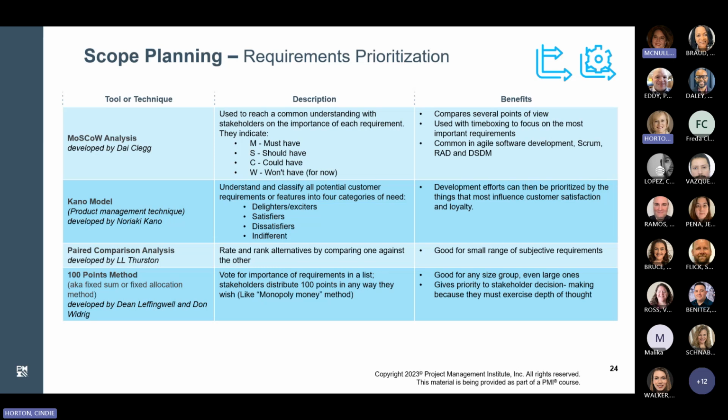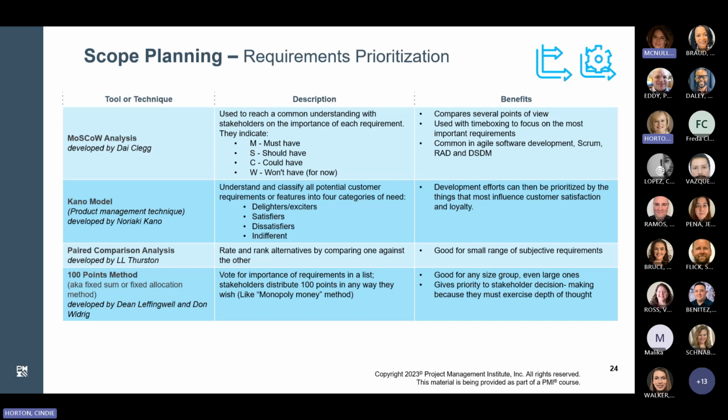So, MoSCoW analysis. Dai Clegg, who's a seasoned professional in the field of database technology, is credited with the development of the MoSCoW analysis for use in prioritizing requirements. This technique helps stakeholders to identify the importance of each requirement by identifying requirements by whether they are a must-have, a should-have, a could-have, or a won't-have, perhaps for now.